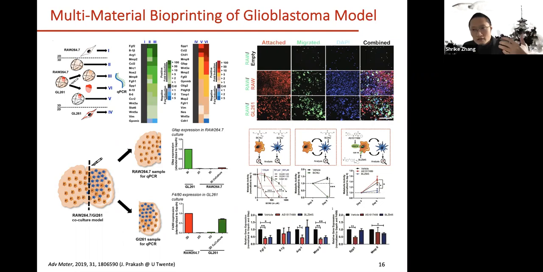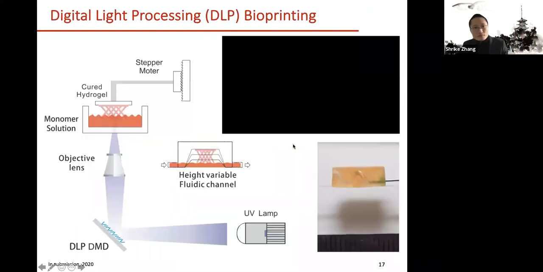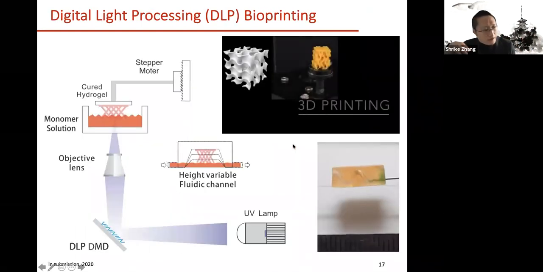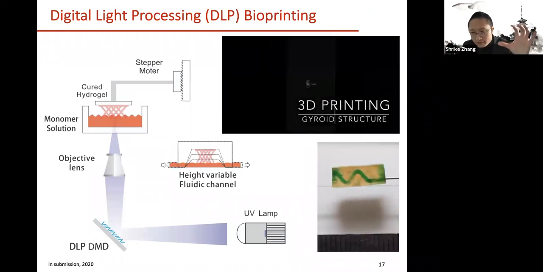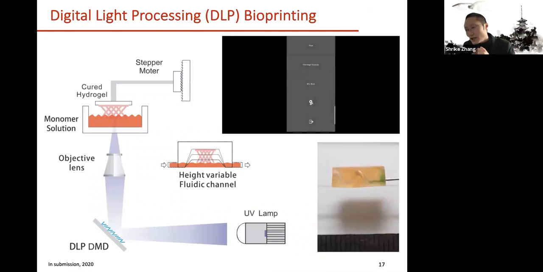So these are basically higher throughput, high content models of human brain tumors you can print for improving drug testing efficiency. All right, so those are based on a method called extrusion bioprinting that I mentioned. So those are one of the simplest ways of bioprinting. There's another way of bioprinting called digital light processing.